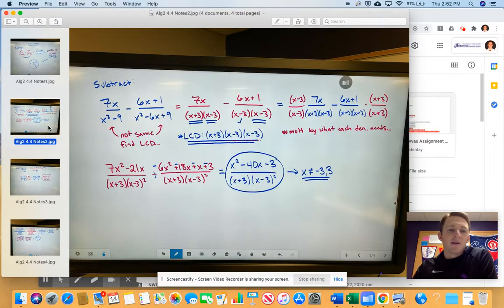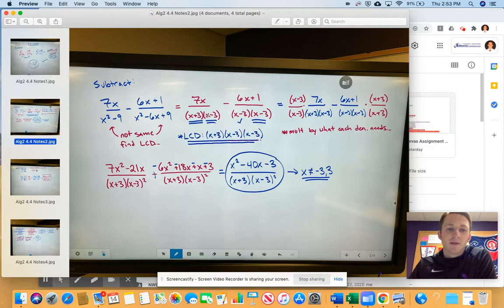Now here's a case where the denominators are not the same, so we need to find the least common denominator. If you need help finding the least common denominator, there is a YouTube video that you can watch for extra help. So here we have 7x over x squared minus 9 minus 6x plus 1 over x squared minus 6x plus 9. Let's factor out the bottom of both of these before we find our least common denominator.